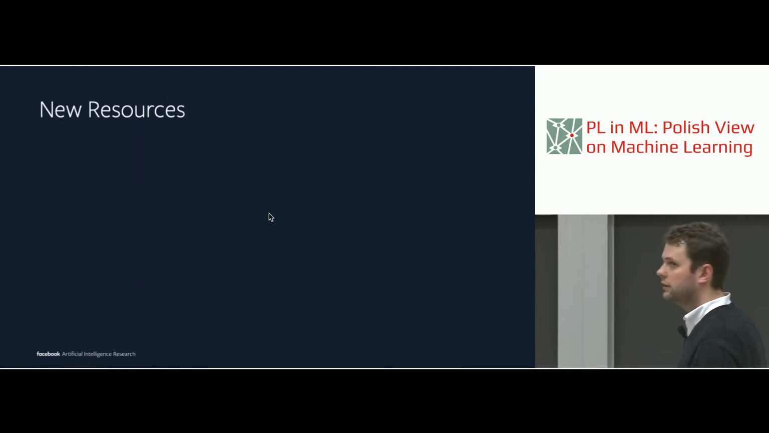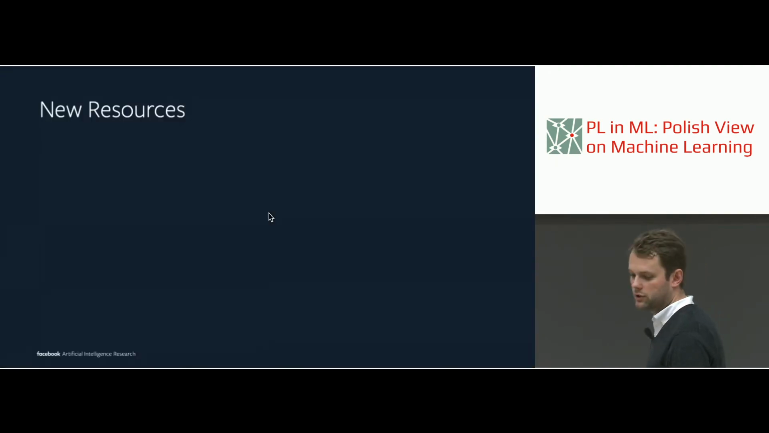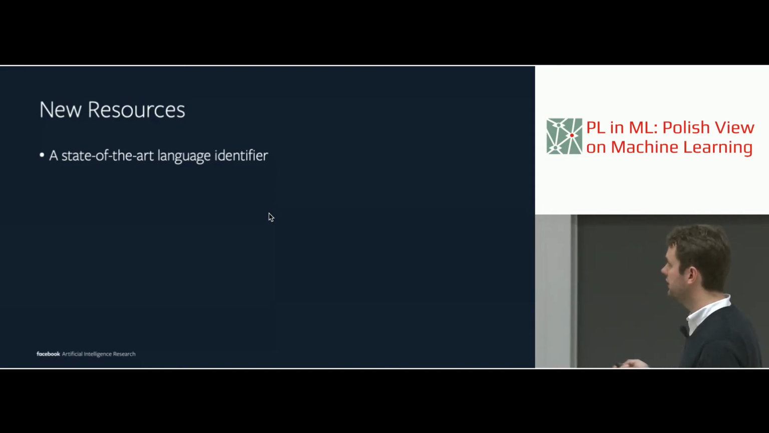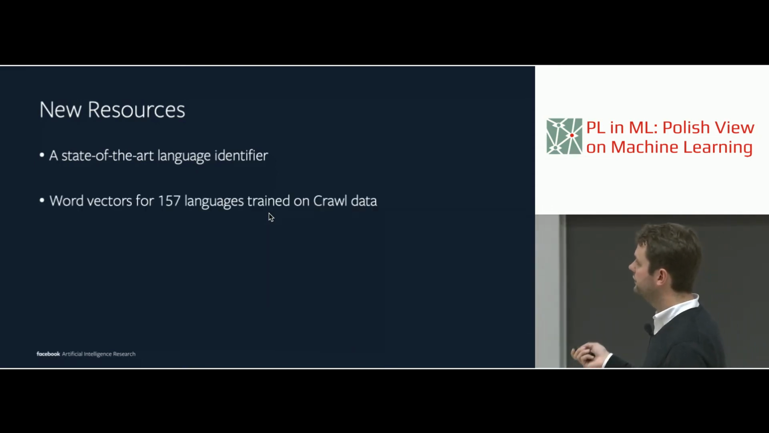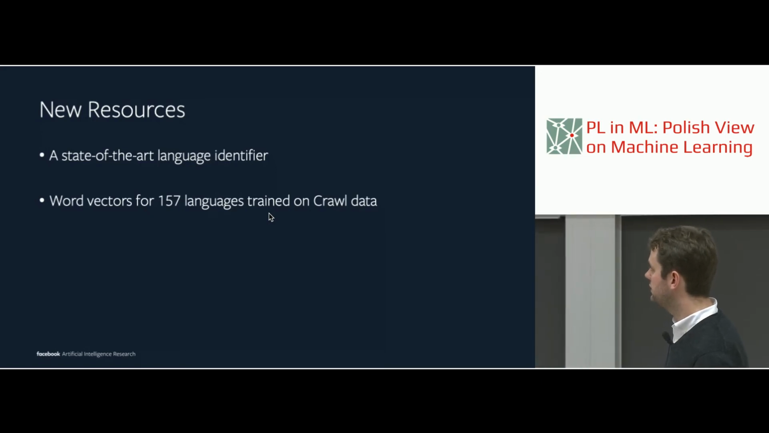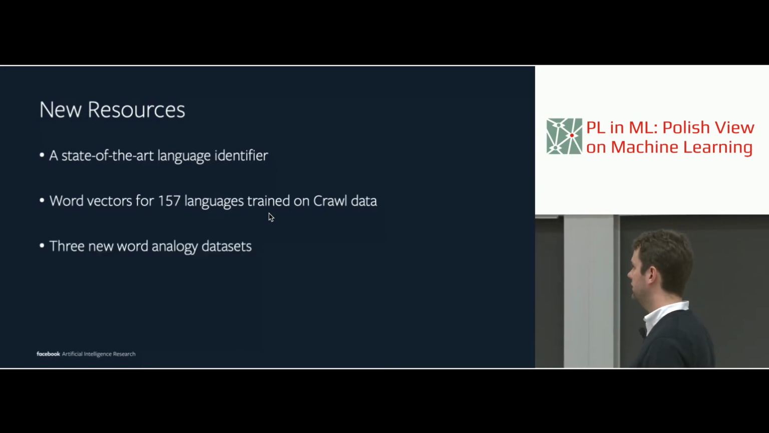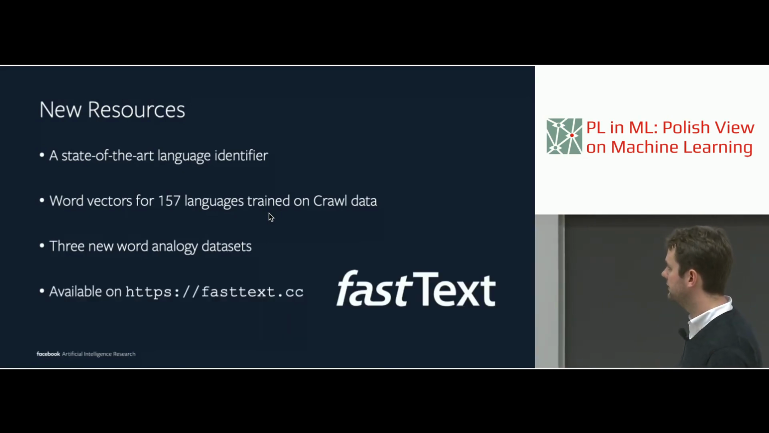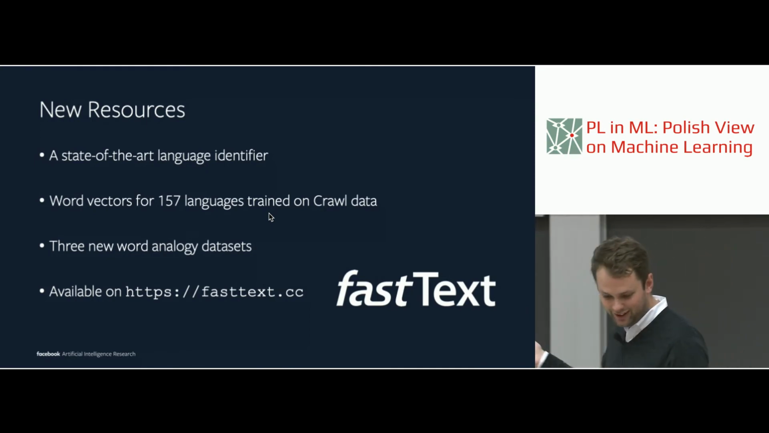So this was more of a resources paper. We submitted that to LREC, which is a conference about resources for natural language processing. So we released the state-of-the-art language identifier, word vectors for 157 languages that were trained on crawl data, 3 new word analogy datasets, and all that is available on the FastText website. So if you ever plan to work with a lot of languages and you need good word vectors, this is the commercial for my word vectors.